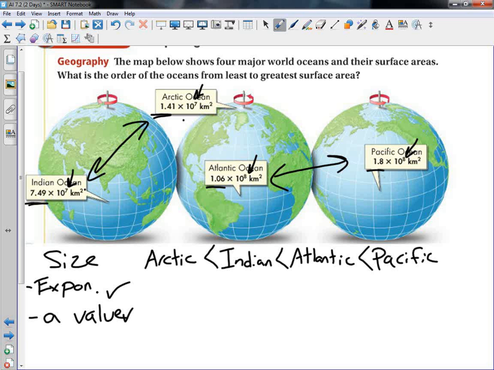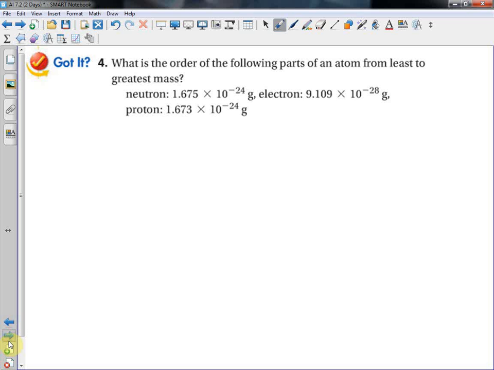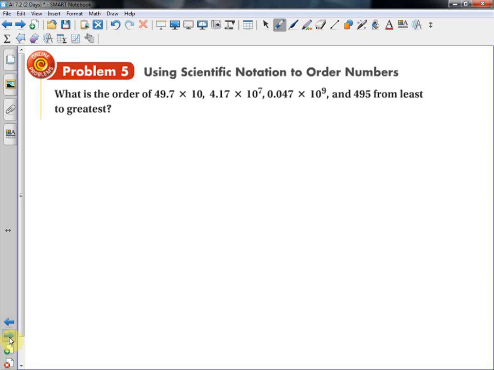All right, here I want you to order the elements of an atom from least to greatest. Now, here we want to use scientific notation to order these numbers. It says, what is the order of, and it gives us some numbers from least to greatest. These are going to be pretty tough to compare right now because the only one in scientific notation is that one right there. This one and this one, the a values are messed up, and this one here is in standard form.